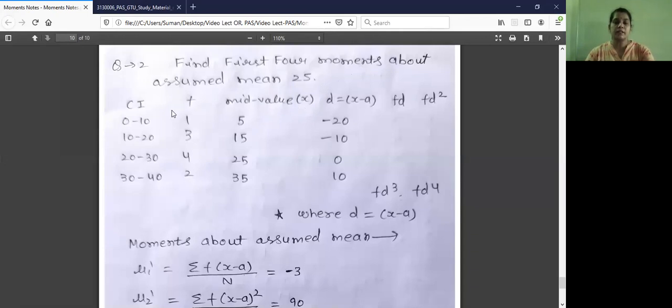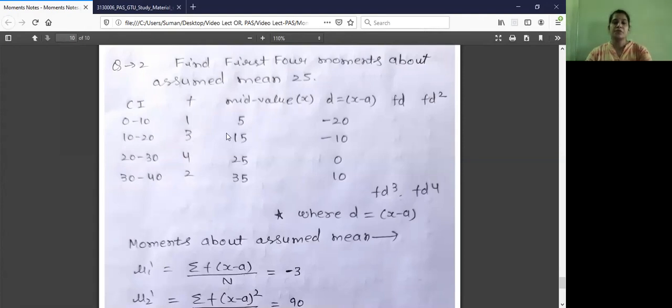So, in our question, we are given the class intervals, not only the value of x. This is the class interval: 0 to 10, 10 to 20, 20 to 30, 30 to 40. See the screen. What is the format of the class interval, inclusive or exclusive? Exactly. This is the exclusive form because the upper limit of one interval is equal to the lower limit of the other interval. And the given f is 1, 3, 4, 2.